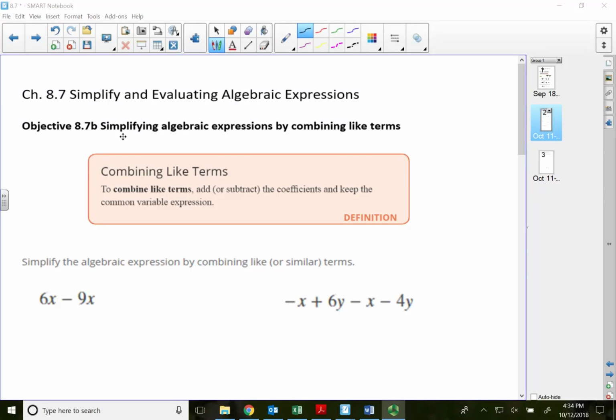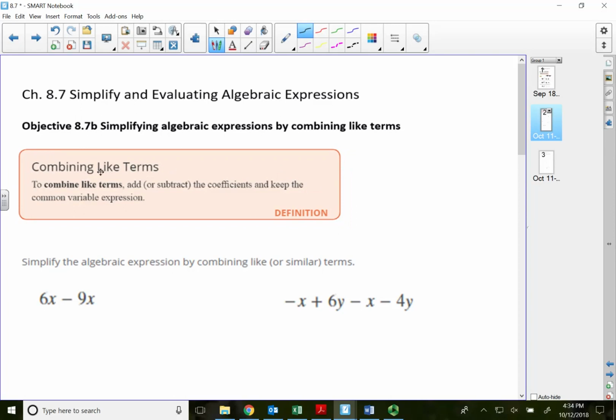In this lecture video, let's learn how to simplify what we call an algebraic expression by combining like terms. The word combine means add or subtract. Combining like terms means adding or subtracting terms with the same variable and the same exponent. What we are adding and subtracting are the coefficients, and we keep the common variable expression. We keep the variable as it is.